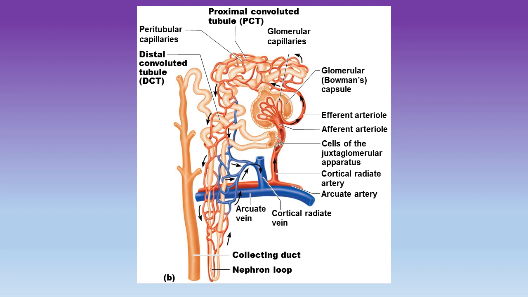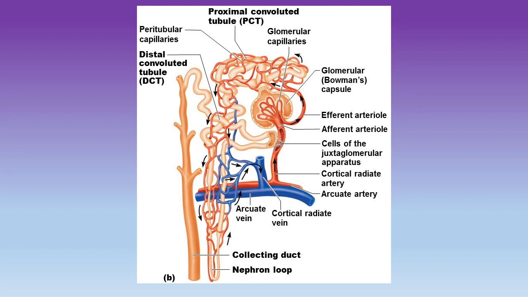Convoluted because you can see it's not straight. There's all kinds of twists and turns. Proximal, why? Because it's closest to the Bowman's capsule. Remember, proximal is closer, distal is further away. In the proximal convoluted tubule, you have this new filtrate. This is the beginning of forming of the urine.